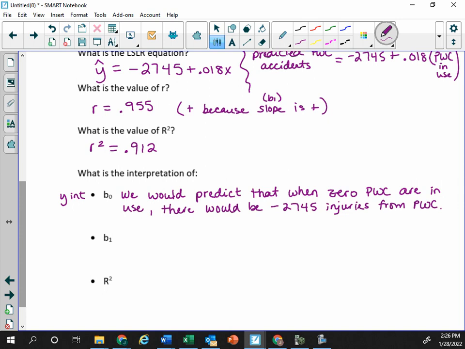So even when it doesn't make any sense, that's how you interpret it. You're telling me what happens when X is 0, what is the Y value in the context of the problem.